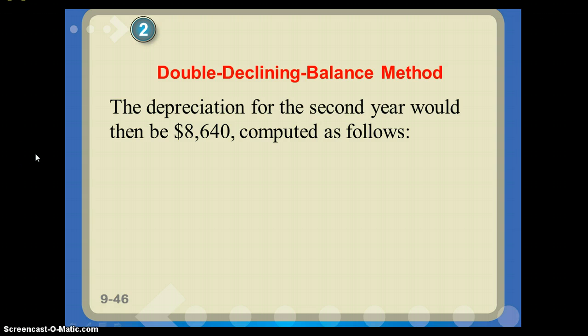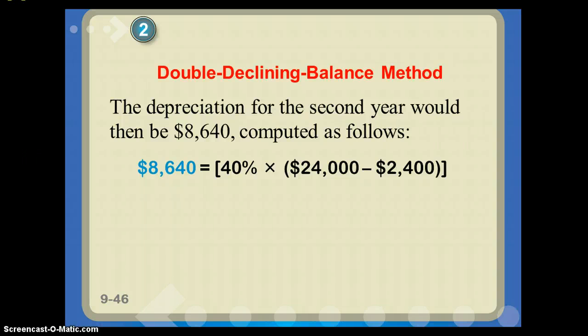The depreciation for the second year would then be $8,640. Where does that come from? We had the $24,000 minus the $2,400 times the 40%. So that's going to adjust depending on the part of the year. It's always going to be subtracting what the depreciation was from the year before. So if you take a look back at your table, you see you're just subtracting this new depreciation amount as opposed to the old one.